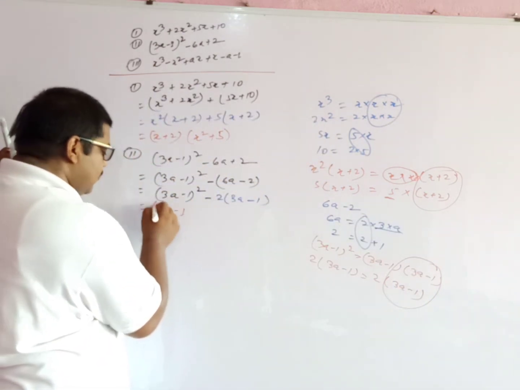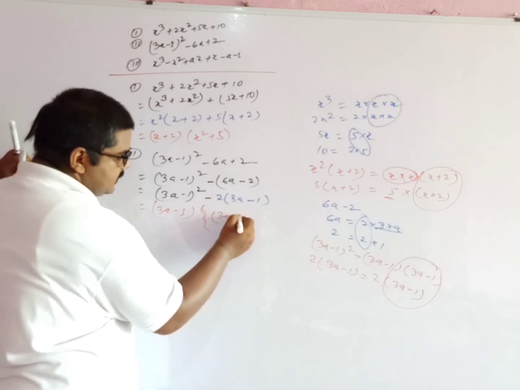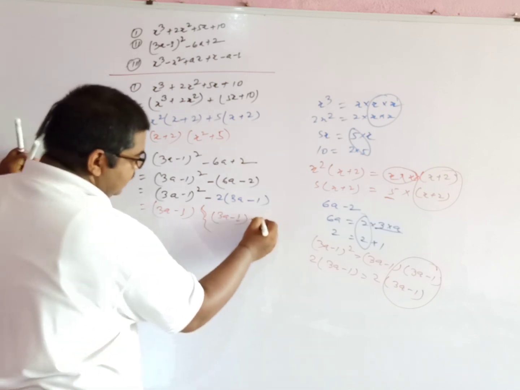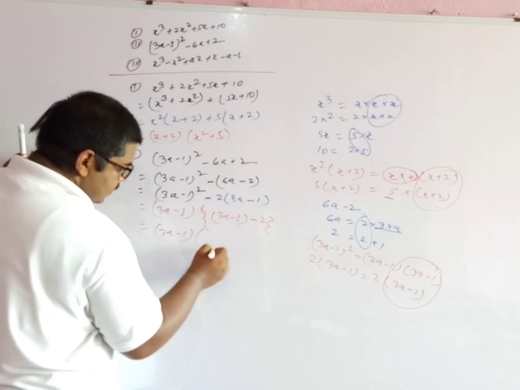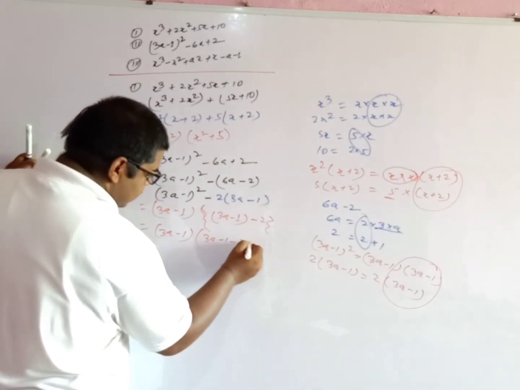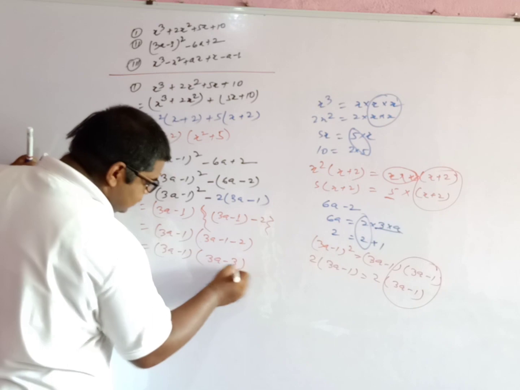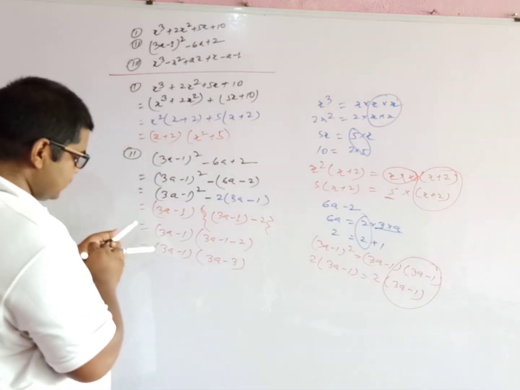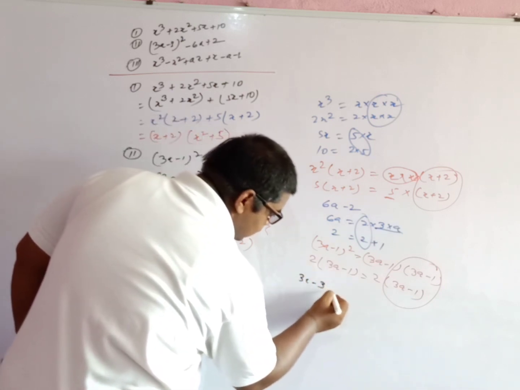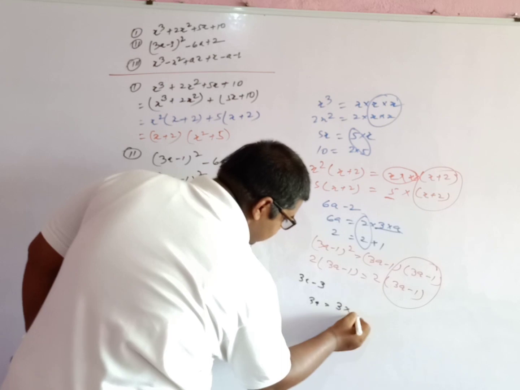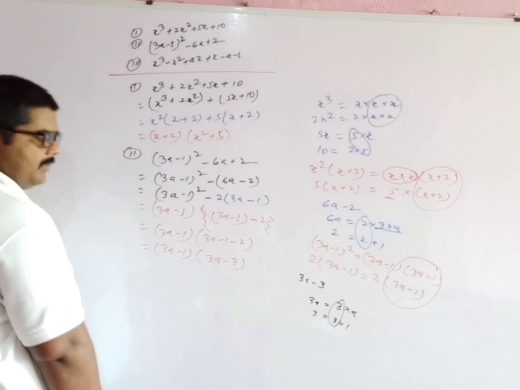So, 3a minus 1. And you can write down in the first one, 3a minus 1 minus 2. Going further, 3a minus 1 into 3a minus 1 minus 2, which can be written as 3a minus 1 into 3a minus 3. And one more step: in this case, 3a minus 3. 3a means 3 into a, and 3 means 3 into 1. What is common? Common is 3.